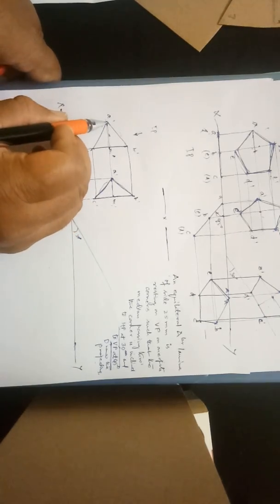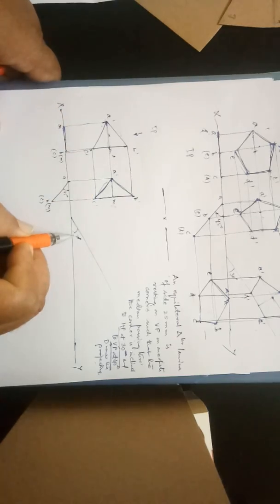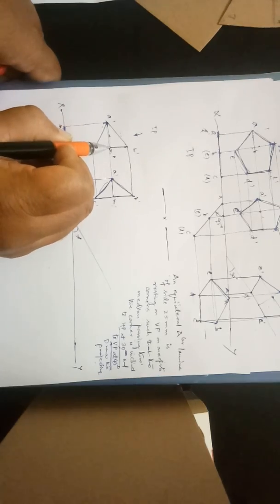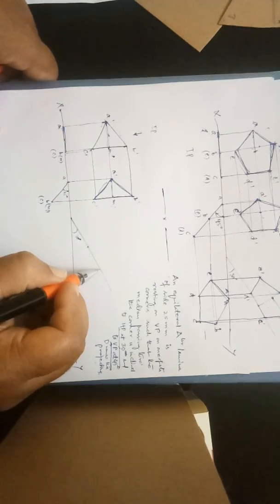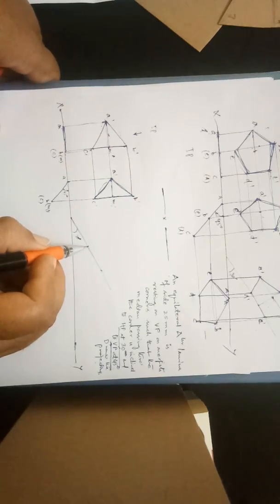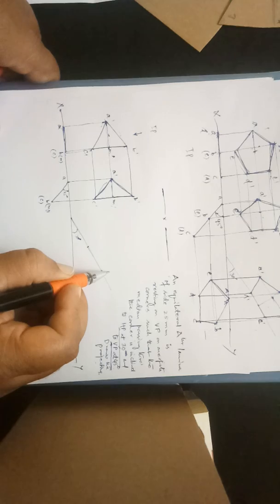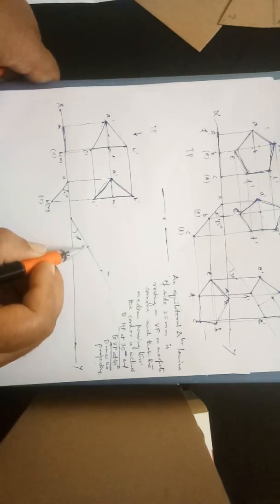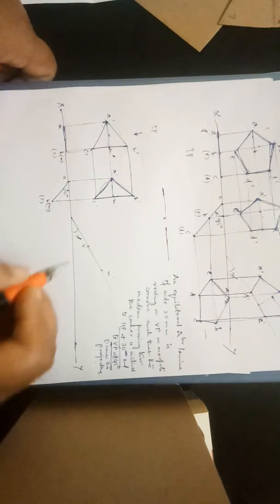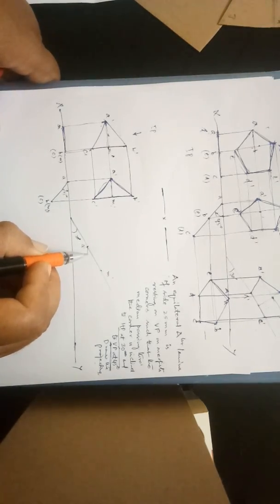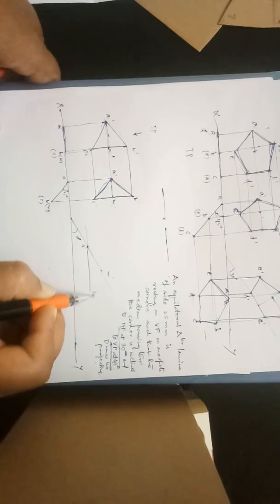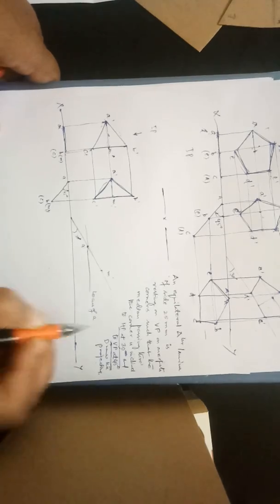Please be very careful. You have to take this length because it is the true inclination. So A dash and M dash, you measure from here and take it here. Next, draw the locus of, suppose this is your M, and this is your A dash and M dash. Now through A, draw the locus of A. This is called the locus of A.